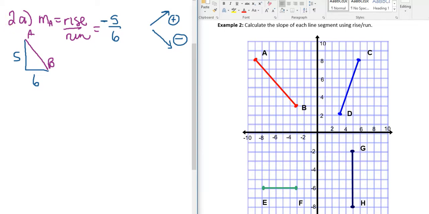Okay, let's try line segment CD. Oh, I want to change this. Let's call this AB because it's line segment AB. Now, let's try the slope of line segment CD.